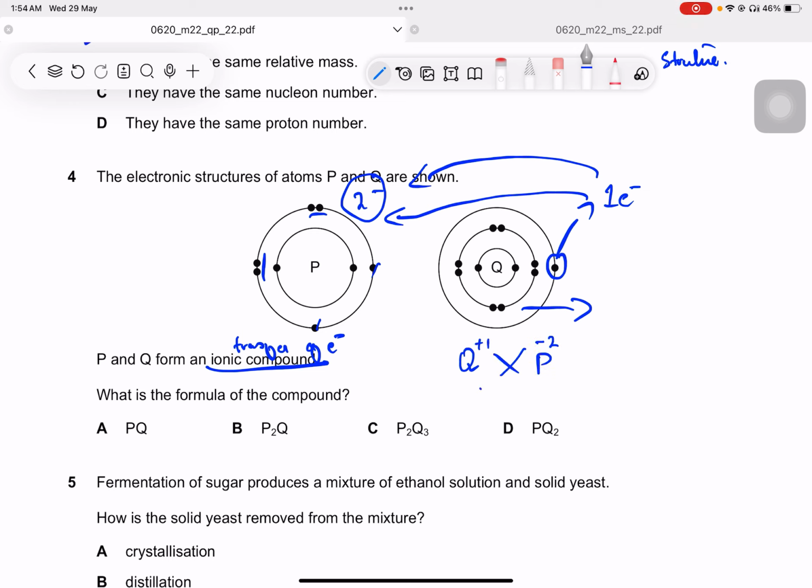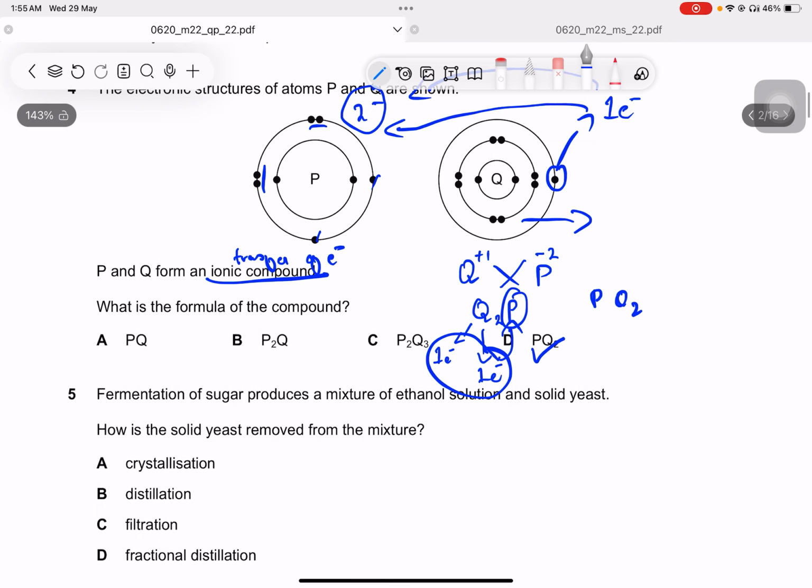The charges will cross multiply. This will be Q2P. We don't write the signs over here, we just write the number of atoms. This indicates that one Q will give one electron, so 2Q will give two electrons, and one P will take both of these electrons. So Q2P, or you can write PQ2 as a formula, because in the options we have this only. It's basically the same thing.